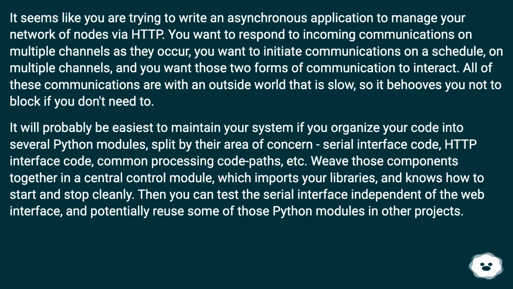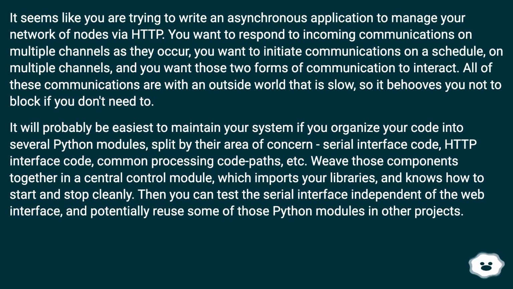It seems like you are trying to write an asynchronous application to manage your network of nodes via HTTP. You want to respond to incoming communications on multiple channels as they occur. You want to initiate communications on a schedule, on multiple channels, and you want those two forms of communication to interact. All of these communications are with an outside world that is slow, so it behooves you not to block if you don't need to.